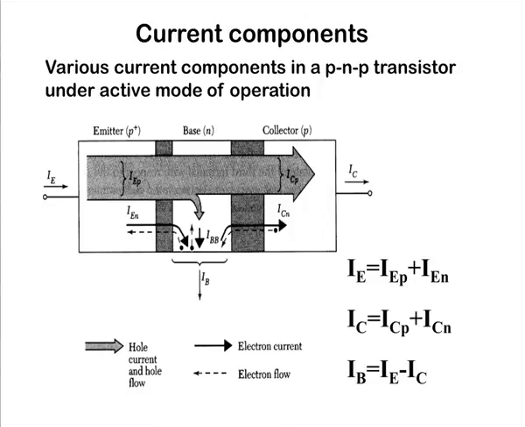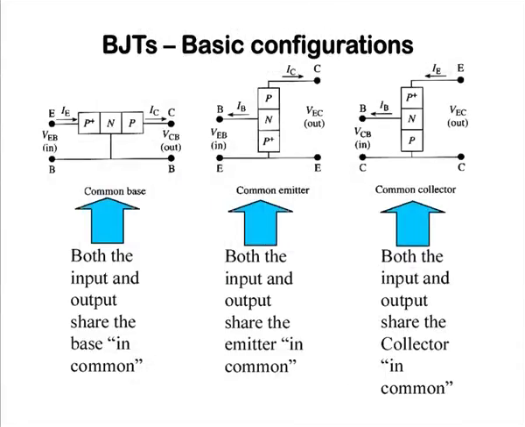Again here the maximum contribution in collector current is due to holes, and IB is IE minus IC. So, basically we can calculate these three currents, emitter, collector and base currents, by using these relations. Now, I will come to the biasing of bipolar junction transistors.